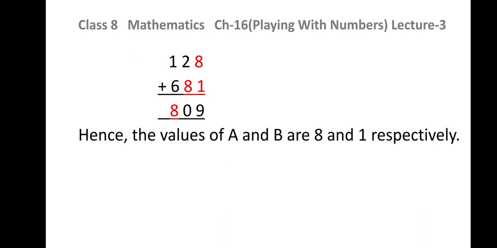In this, I have just put the values. You have understood the previous question number 10. Here I have put the values. It is 128 plus 681 will give you 809. So adding 128 and 681 will give you 809. So the values of a and b are 8 and 1 respectively. I have already discussed this part in the previous slide.